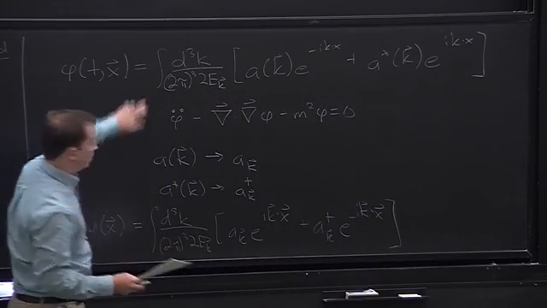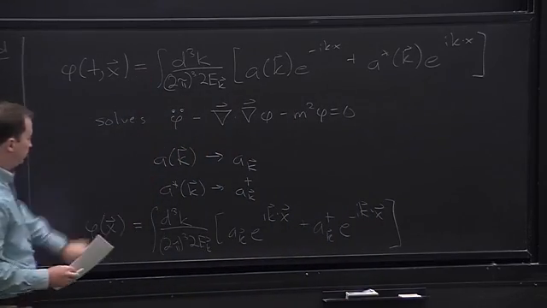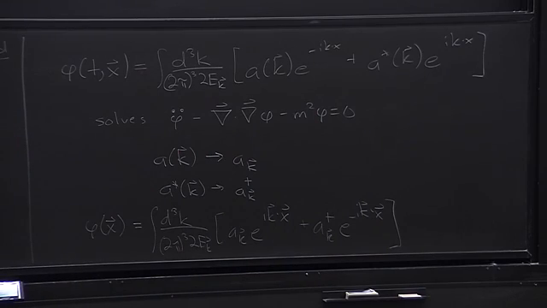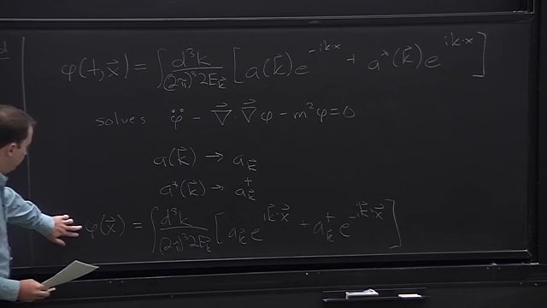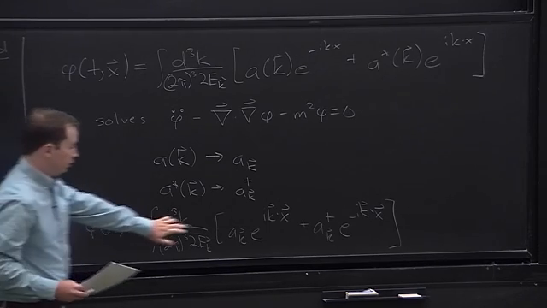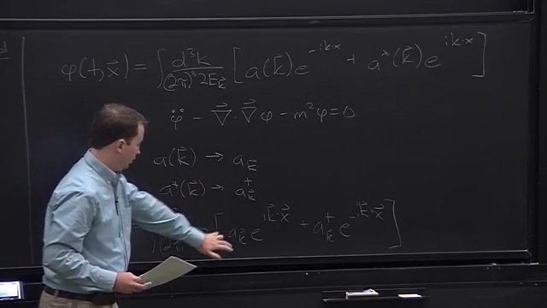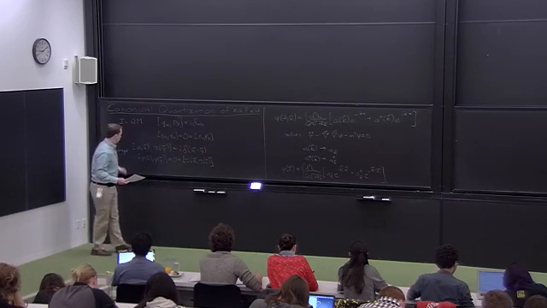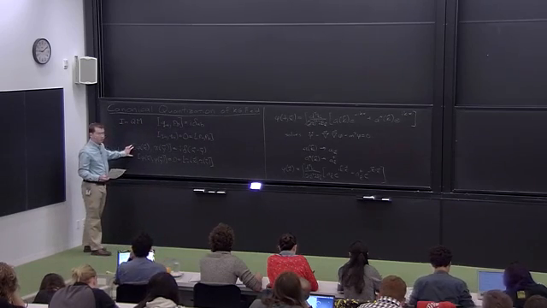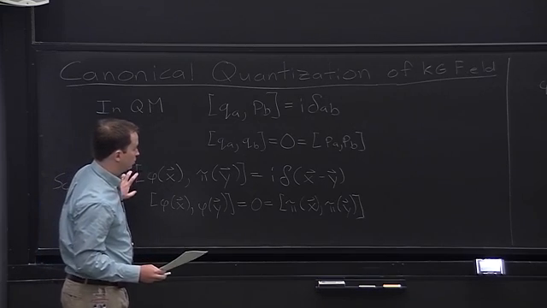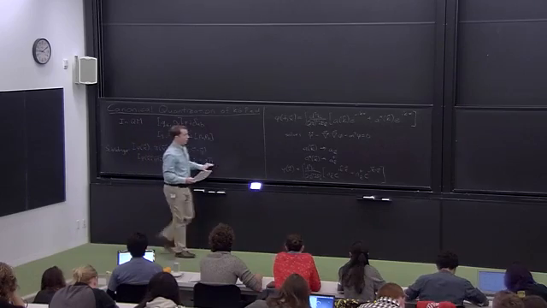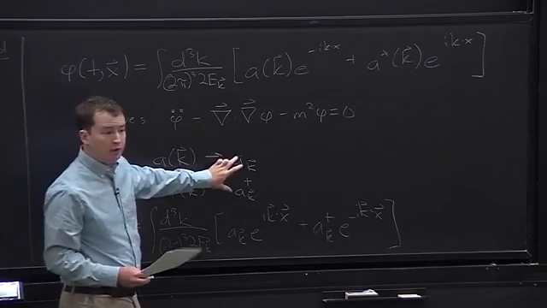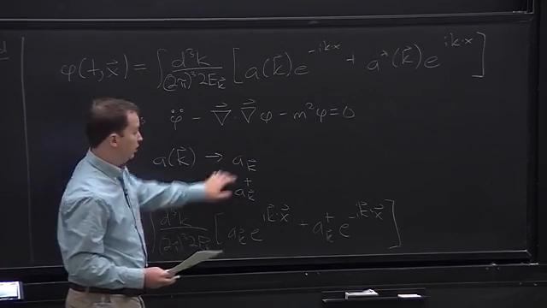So just set t equals 0 and made this substitution. And so, as you can see, if the field operators are related to the creation and annihilation operators like this, these commutation relations will imply a set of commutation relations for the creation and annihilation operators.